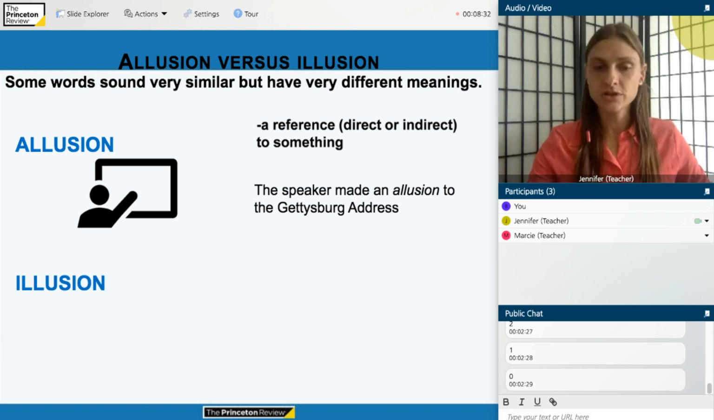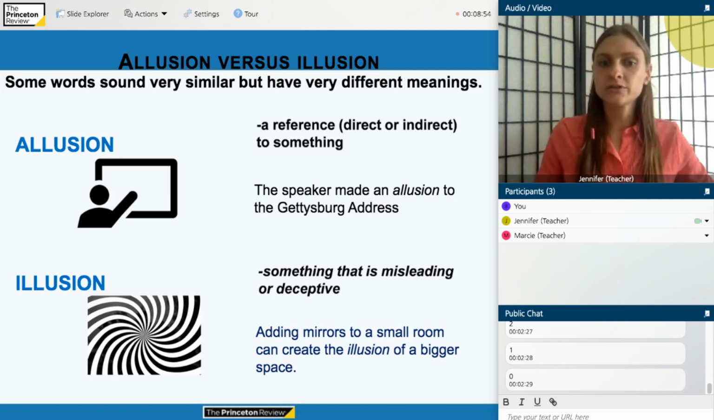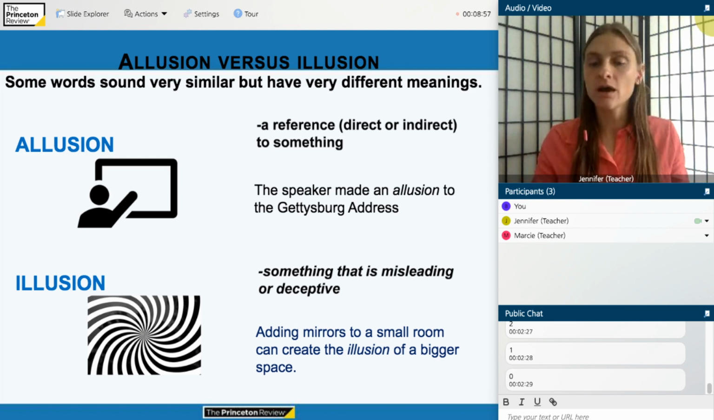And then we have illusion, which is something that's misleading or deceptive. So in the image you see here, you might have seen an optical illusion where your mind kind of plays tricks on you. You think that something is what it's not. It could also be a misrepresentation of the truth. So our sample sentence: adding mirrors to a small room can create the illusion of a bigger space. So there are two different words with very different meanings. Whereas the first set, affect and effect, are related in meaning, these two meanings are very, very different.